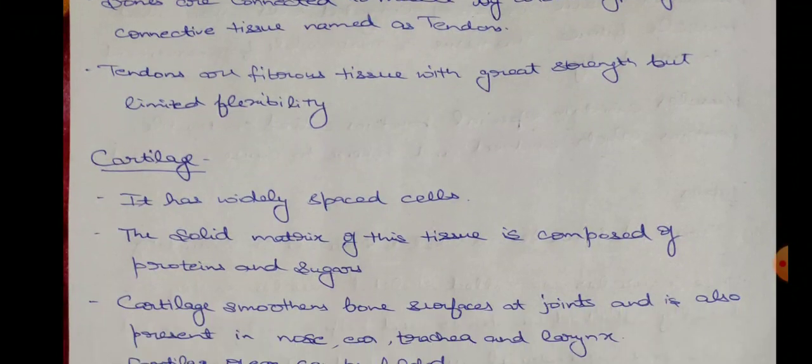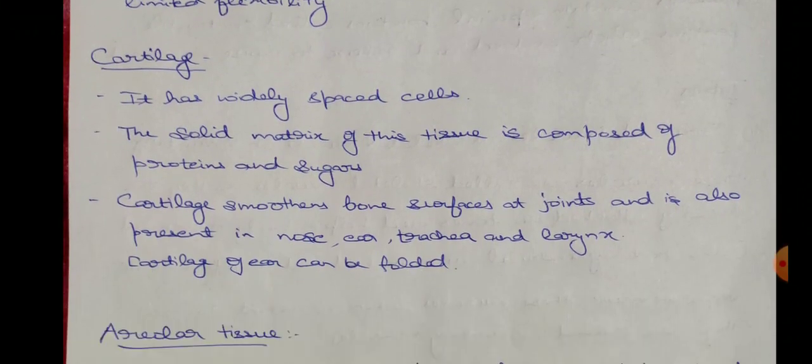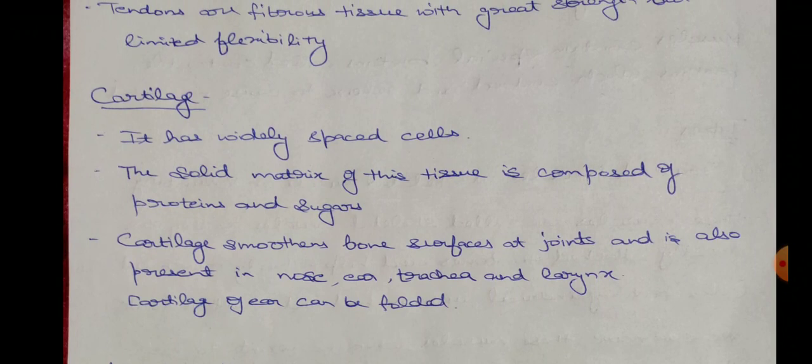The next one is cartilage. It has widely spaced cells, means the cells have spaces between them. The solid matrix of this tissue is composed of proteins and sugars. Very important point, the composition of cartilage. Third, cartilage smoothens bone surfaces at joints and is also present in the nose, ear, trachea and larynx. Cartilage of ear can be folded.